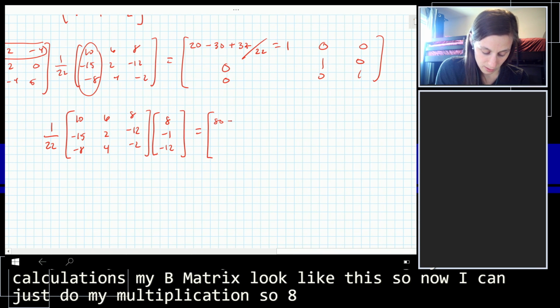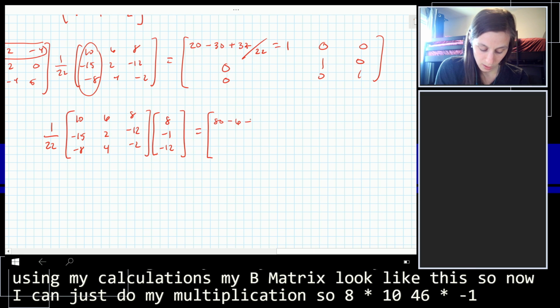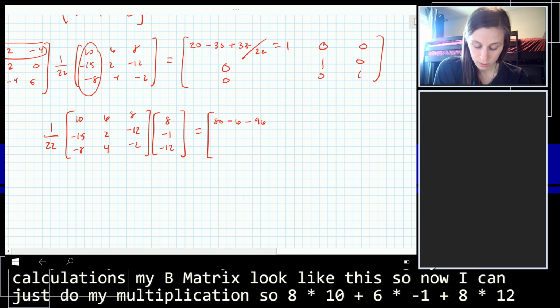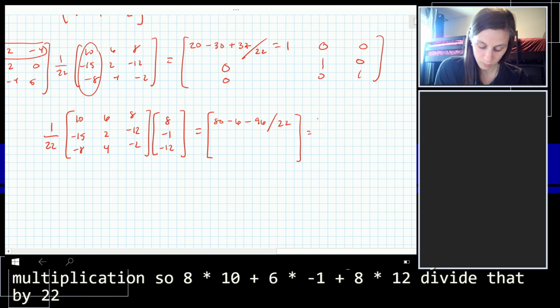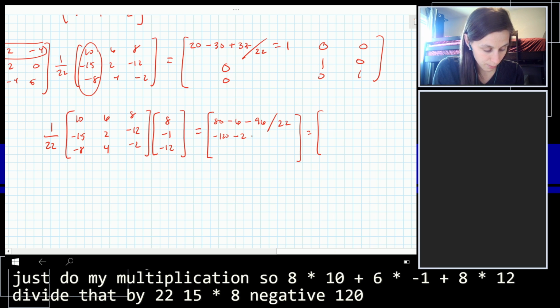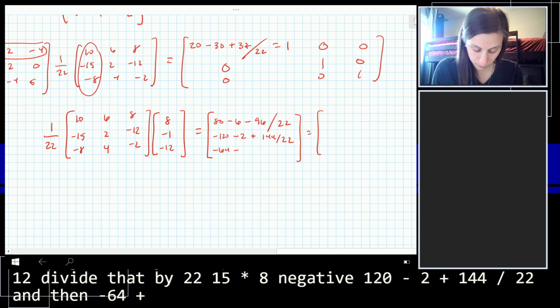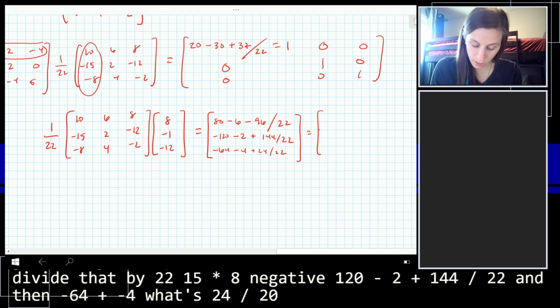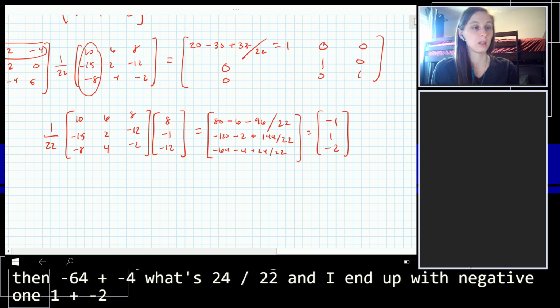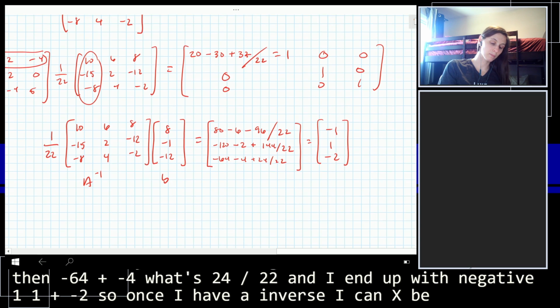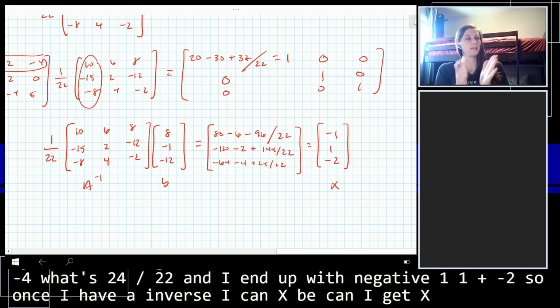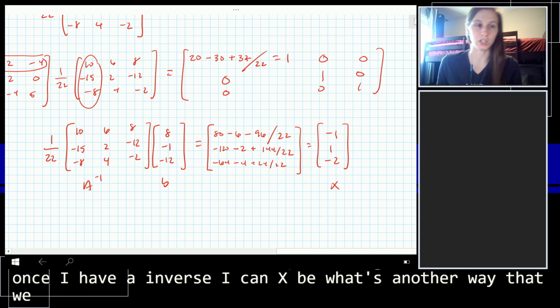So 8 times 10 plus 6 times negative 1 plus 8 times 12. Divide that by 22. Then 15 times 8, negative 120, minus 2 plus 144, divided by 22, and then negative 64 plus negative 4 plus 24, divided by 22. And I end up with negative 1, 1, and negative 2. There we go, there's my solution. So once I have A inverse, I can multiply it by B, and I get X. Yay! So that's another way that we can solve our system of equations.